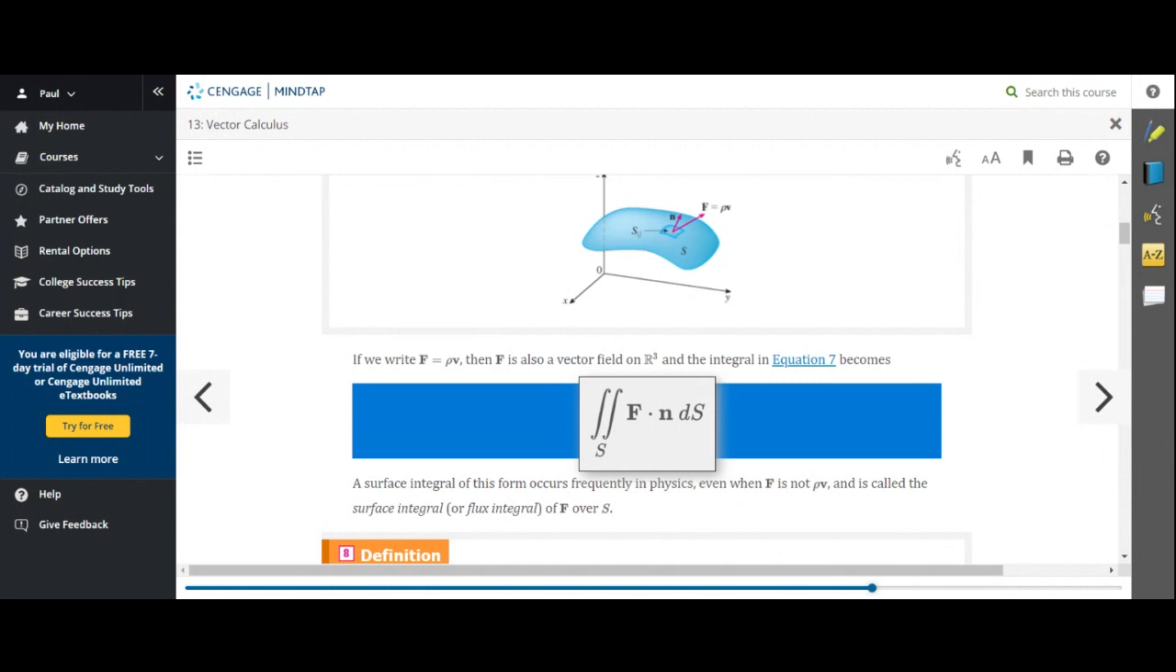Now, of course, we want to be able to compute this surface integral, so we're going to have to do a few things to make that possible. But let's just continue on.